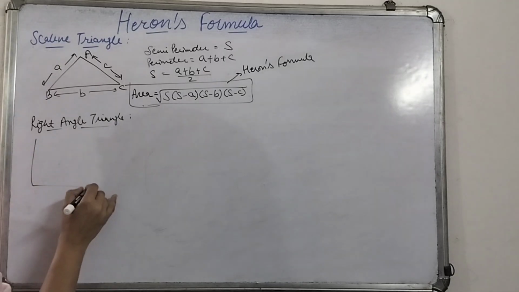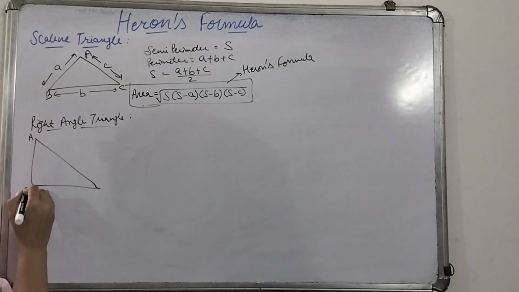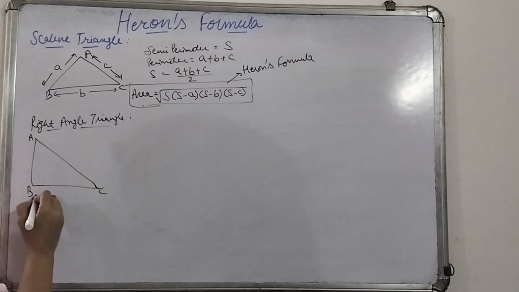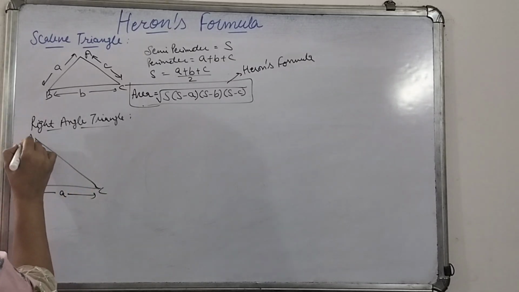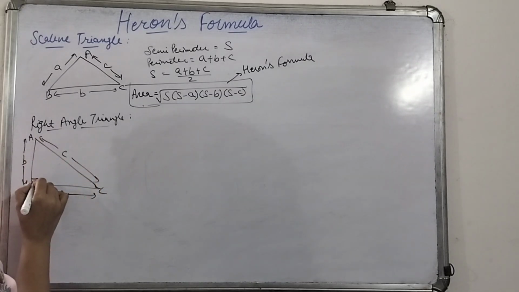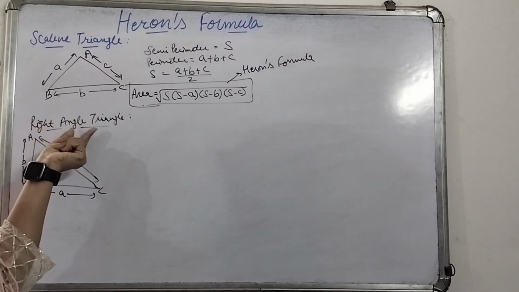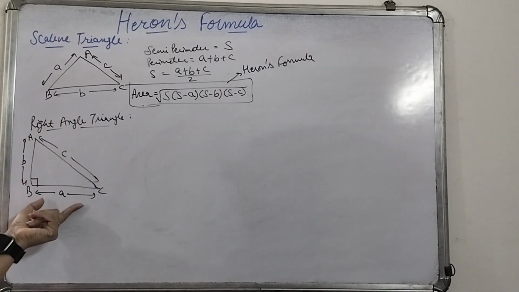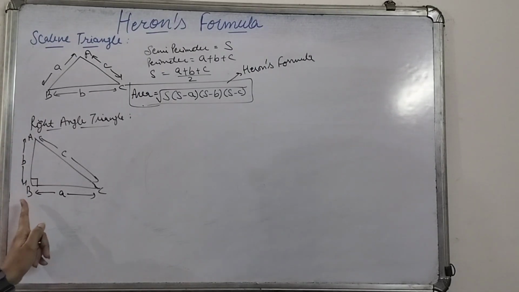If it is a right angle triangle, that means one of the angles will be 90 degrees. If this is your triangle ABC, in which this is your A centimeter or meter, this is your B and this is your C. Over here angle B is your 90 degrees. In that case, in a right angle triangle, we can take either this as the base and this as the perpendicular or the height, or if we take AB as the base, in that case we will consider BC as the height.